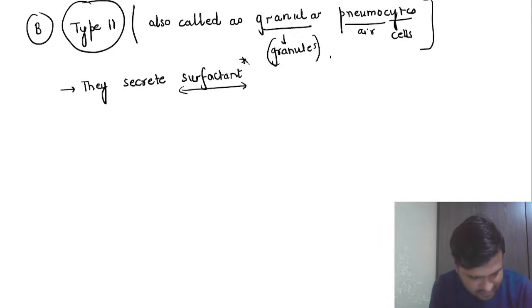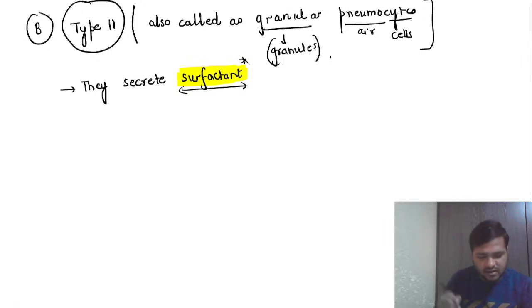Type 2 alveoli, all the children had marked this as type 1. It is type 2 alveoli. Now, one function was that they secrete surfactant. Surfactant we'll discuss in detail after just 2-3 minutes.